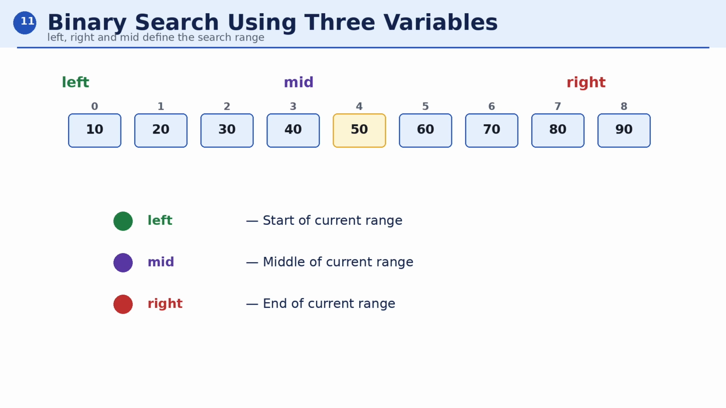Now that we understand the idea, let's translate it into code. Binary search usually keeps track of 3 important positions. The first is called left. It represents the beginning of the search range. The second is right. It represents the end of the search range. And the third is mid. It represents the middle position. Initially, left points to the first element and right points to the last element. Then we calculate the middle. After comparing the middle value with the target, we move either left or right. This is how we keep reducing our search space.